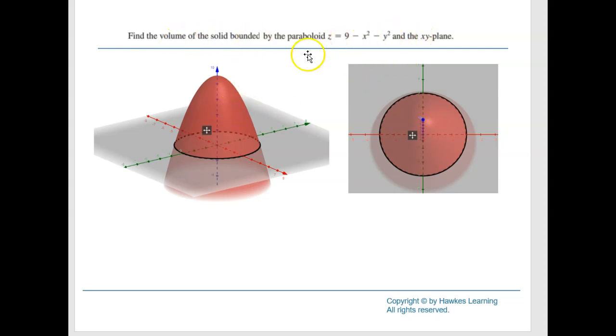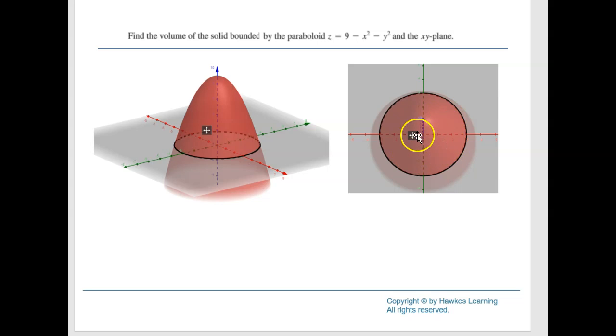It's bounded by this paraboloid and the xy plane. If you look at the xy plane and that paraboloid, they intersect when z equals 0. That's the xy plane. So we end up with the equation, move the x squared over to join the 0, and you get x squared plus y squared equals 9, which is just a circle of radius 3. So all of the points that get plotted live above, in between that circle and the xy plane.